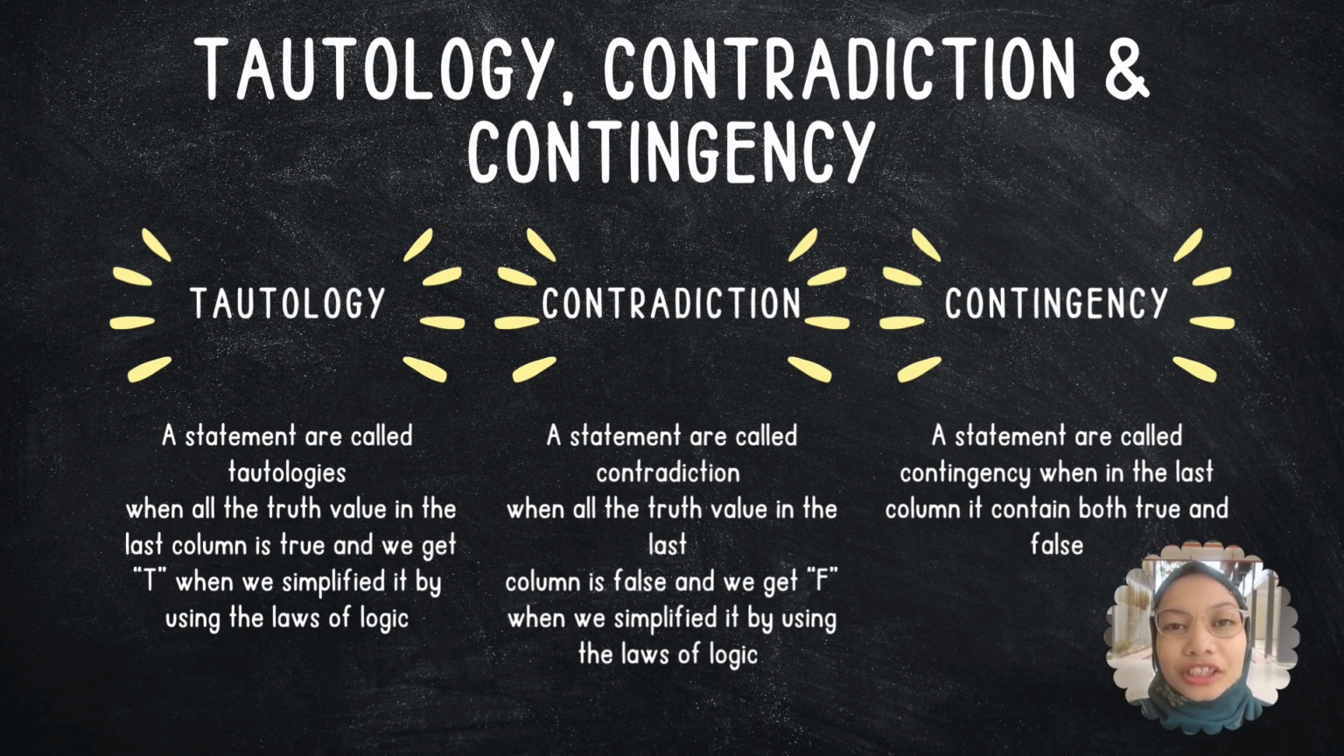For contradiction, we will get all the truth values in the last column false, and we get F when we simplify. Last but not least is contingency. A statement is called contingency when the last column contains both true and false.